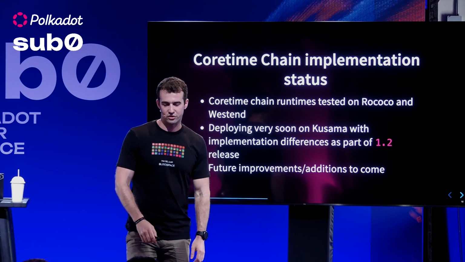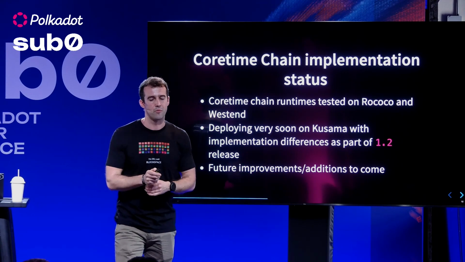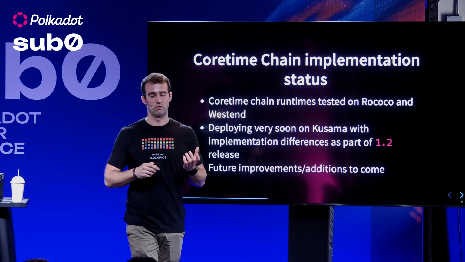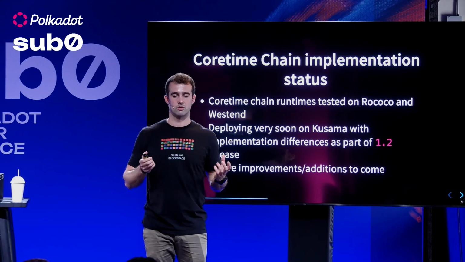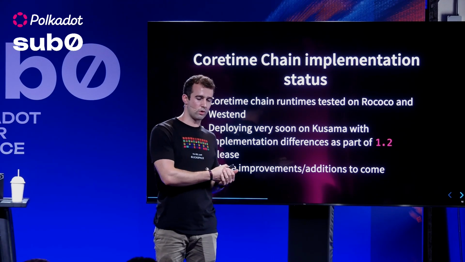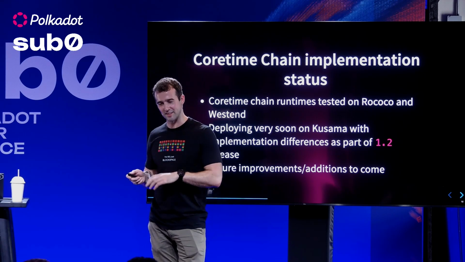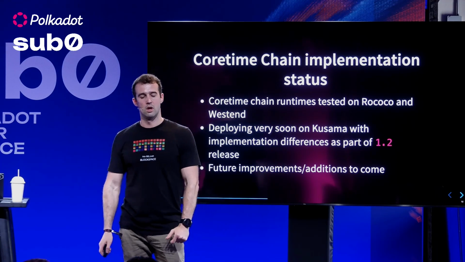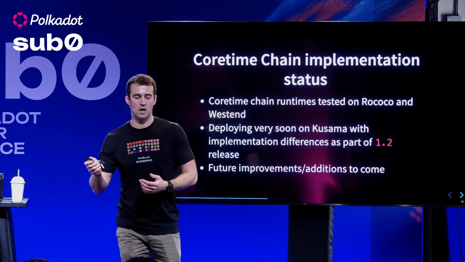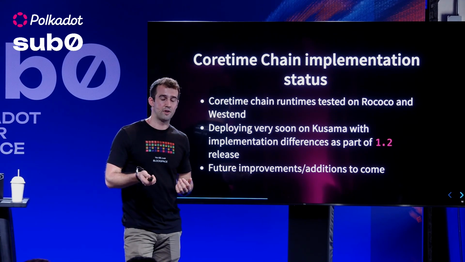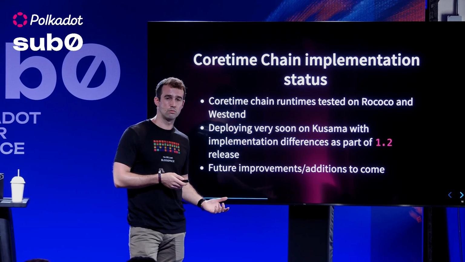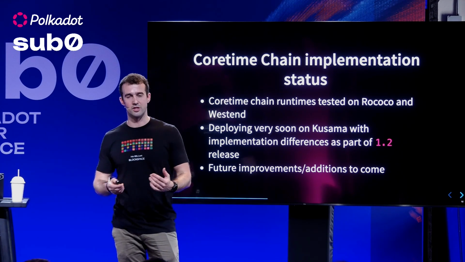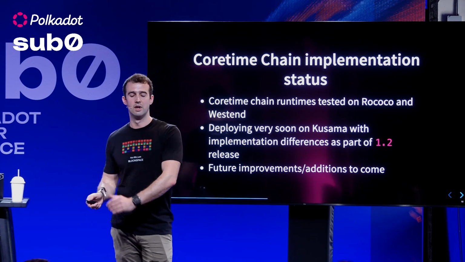So yeah, the implementation status, I'll go through these pretty quickly, but basically we've got the Coretime chain deployed and working on Rococo and Westend, and so Coretime is functioning there. On Rococo, we've got a lot of cores, which I'll explain in a second. And on Westend, there are no cores. It's a system parachain only network. Kusama is upcoming. The 1.2 fellowship release will include Agile Coretime. And we've just got some future improvements and additions. We've got a long list of things to improve and iterate on.